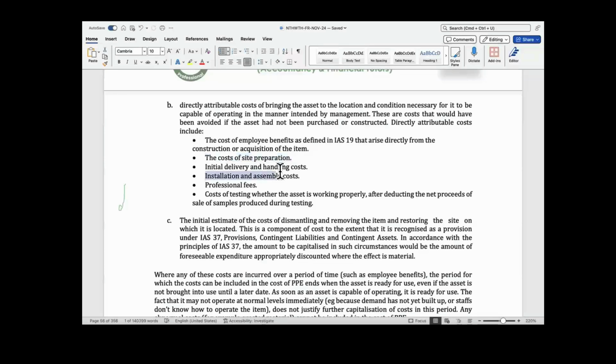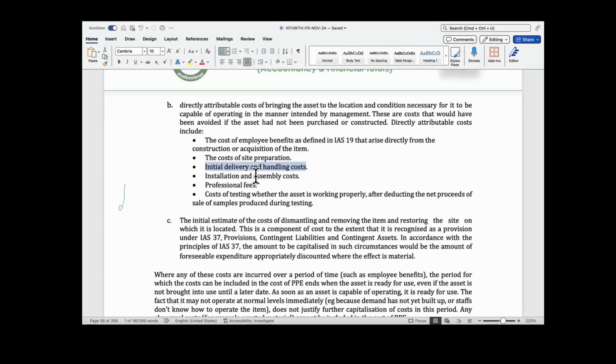Another one is the initial delivery and handling costs. These will be transportation costs or packaging costs. Initial delivery is clear, it is transportation. Handling is packaging. Handling can also be a scenario where you were stopped by Agbero, or the police stopped you and you had to give them some money. That money should also be capitalized, it is handling cost.